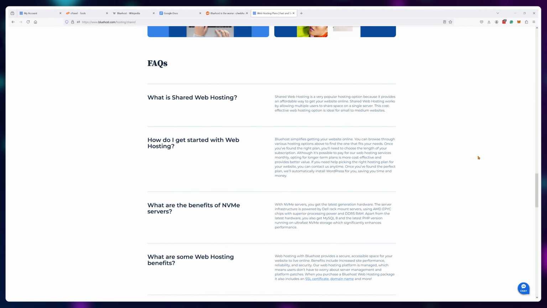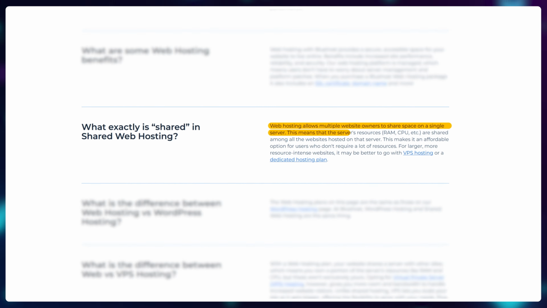And since it's shared hosting, they're putting multiple users on one server, sharing resources. It's not bad in itself, but it becomes bad once you overcrowd.